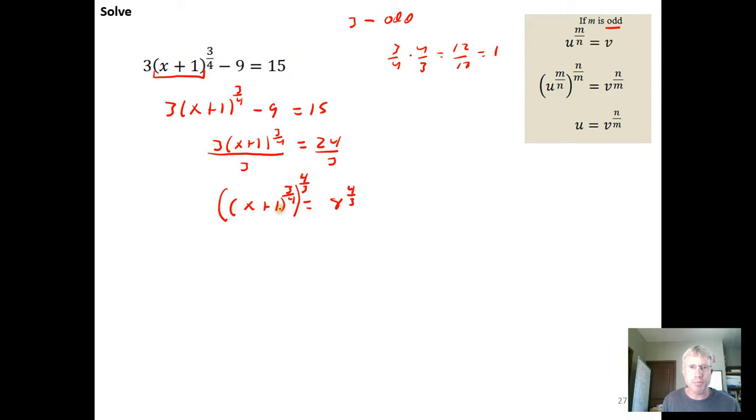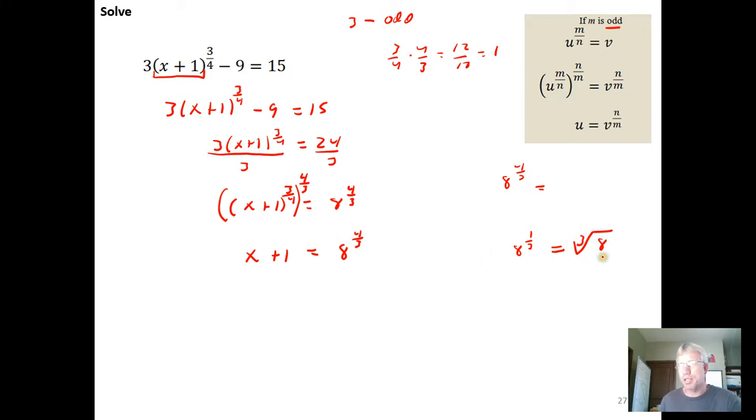So this is really x plus 1, the algebraic expression, to the 1st power, which means we just get x plus 1. I don't need to write the exponent if it's the 1st power, because it just gives me one copy of that thing. And this is equal to 8 to the 4/3 power. From our exponent rules, when we have 8 to the 4/3, the denominator is a 3, and 8 to the 1/3 is the cube root of 8.